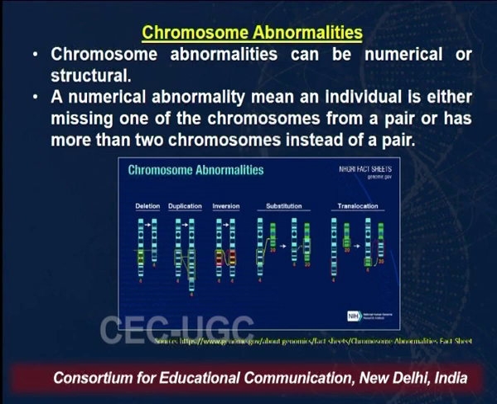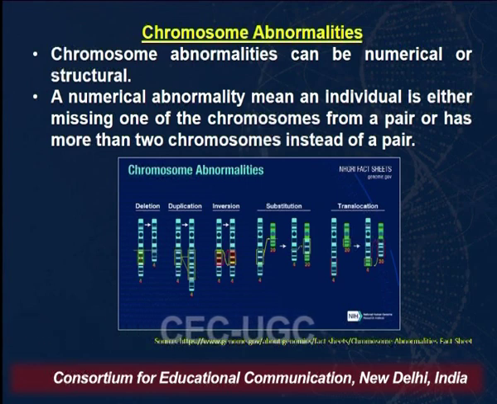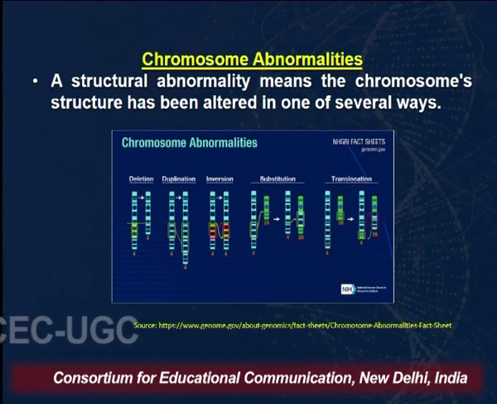Now, the chromosomal abnormalities can be numerical or structural, which means that there may be an increase or decrease in the chromosome number, or there may be changes in the structure of the chromosome. The structure of the chromosome can change through various methods, like deletion, duplication, inversions, translocations, like this one. In the case of a numerical abnormality, one chromosome of a pair can be missing, or one or more chromosomes can be added.